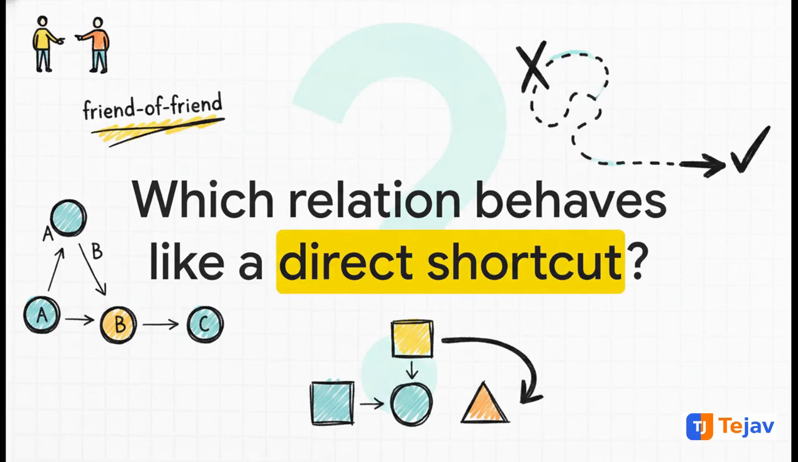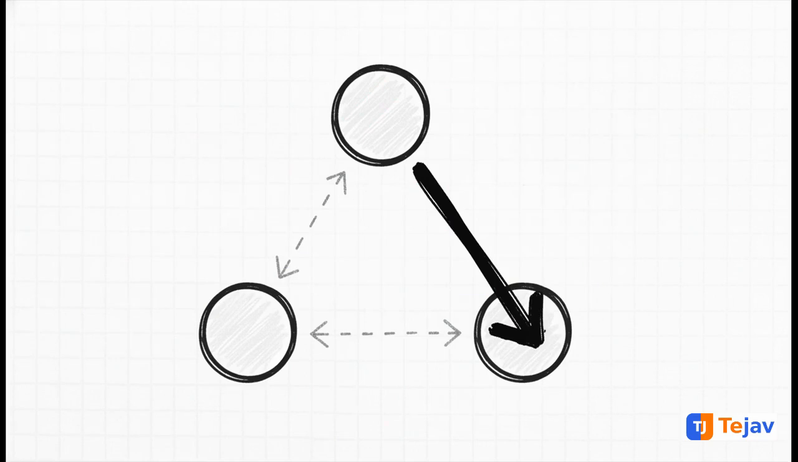Okay, next one. Let's see if you remember that specific memory trick for skipping the middleman. Which relation behaves like the friend of friend shortcut? Transitive, exactly right. If A knows B and B knows C, then that direct shortcut from A to C means we're dealing with a transitive relation.